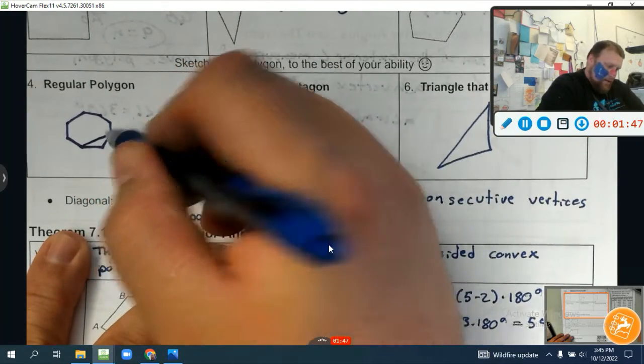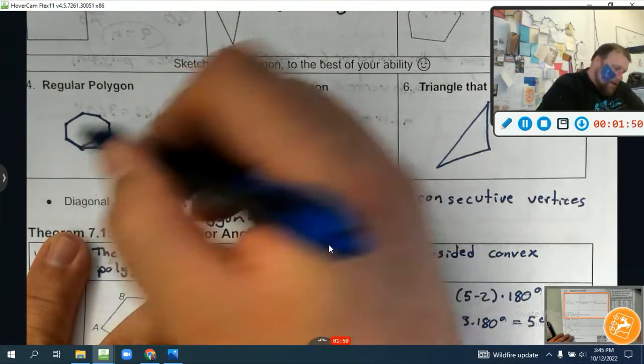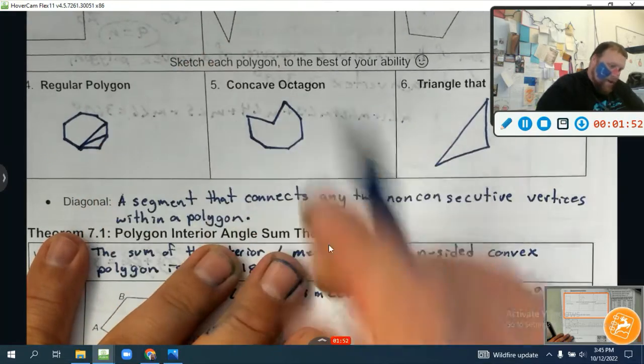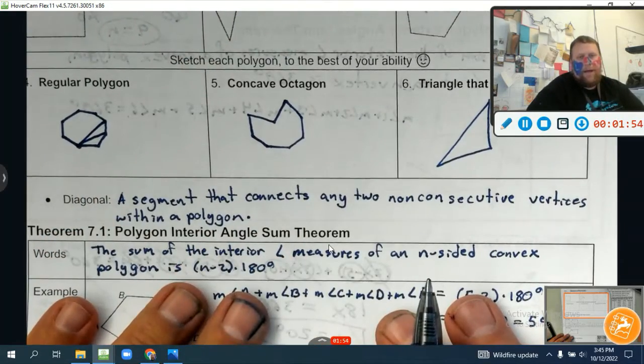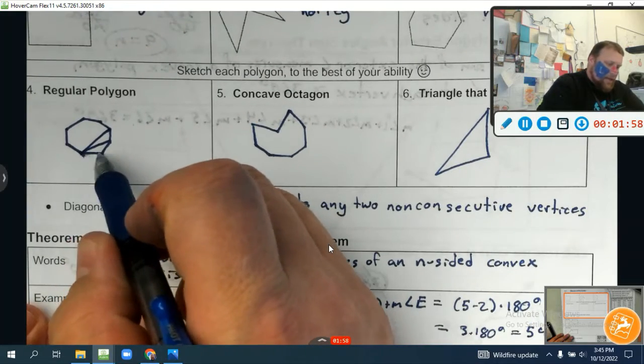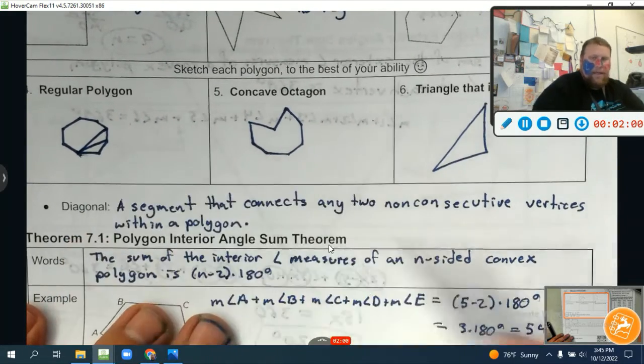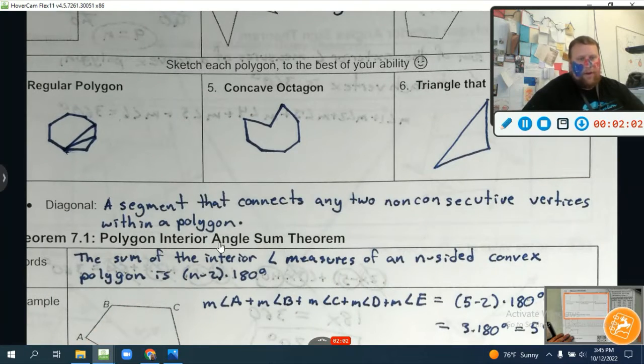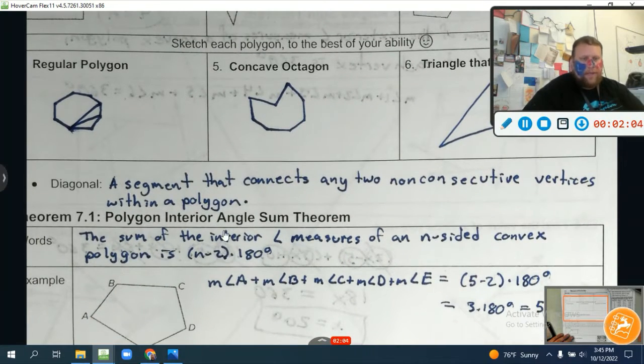This is a diagonal. This is a diagonal, right? Okay. So just keep that in mind, because they're not consecutive. If they're consecutive, then it's just connecting dots. That's a side. So they're non-consecutive. All right, go ahead and pause this if you need to. Write it down, ready, set, go.